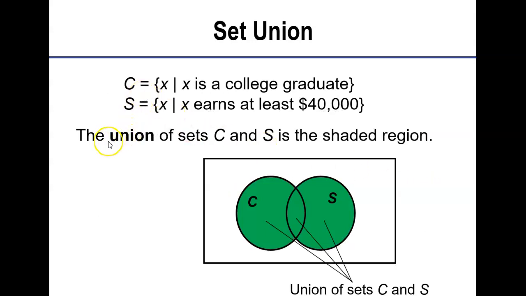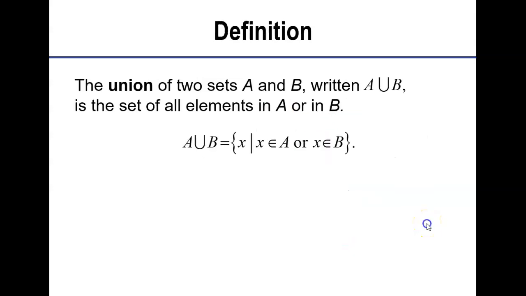So, in this case here, the union of sets includes all the elements, both in C and S, and that means that everything is going to be shaded. So when you're talking about the union of sets, you're including everything. So that means it's all of them. X is a college graduate, X earns at least $40,000, and those that are a college graduate and earn at least $40,000. So here's the definition.